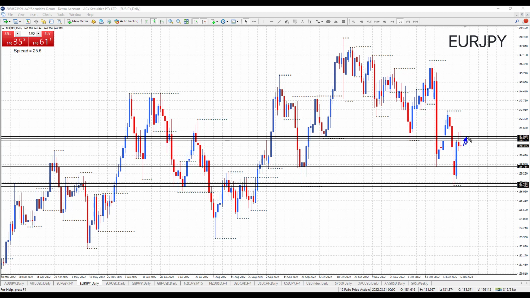140.89, 141.04. Hold, put in a further lower top to come down and retest monthly support 137.49 and weekly support at 137.31. So will the downtrend hold, or do we move back down to retest support?